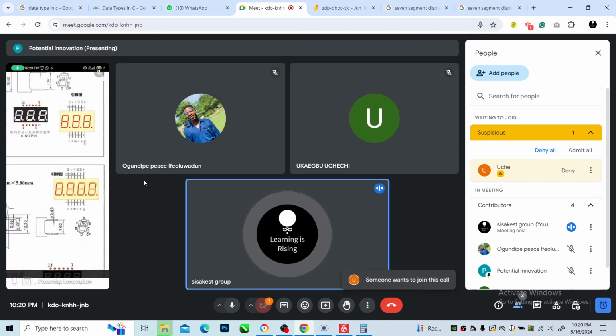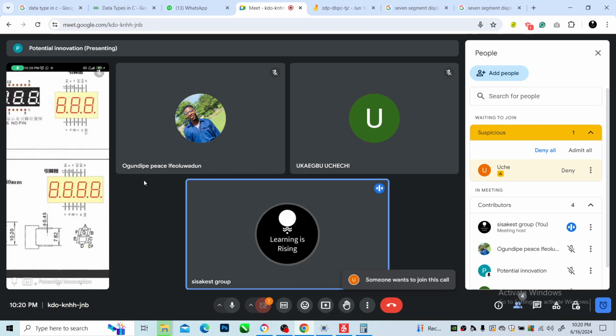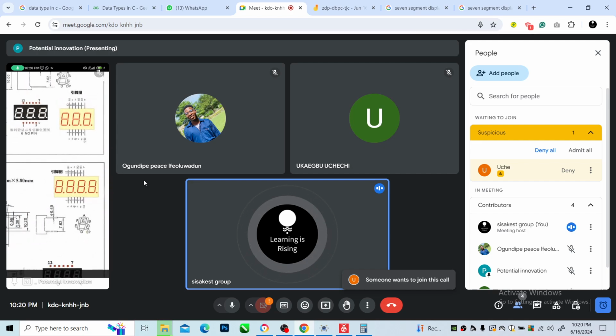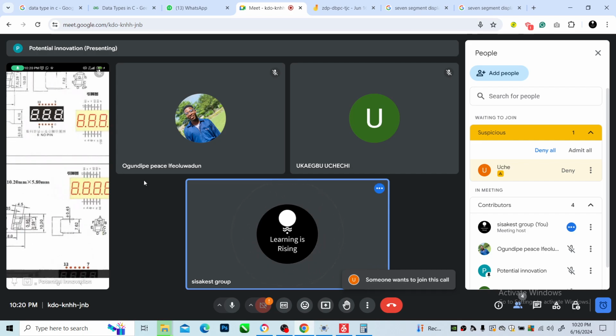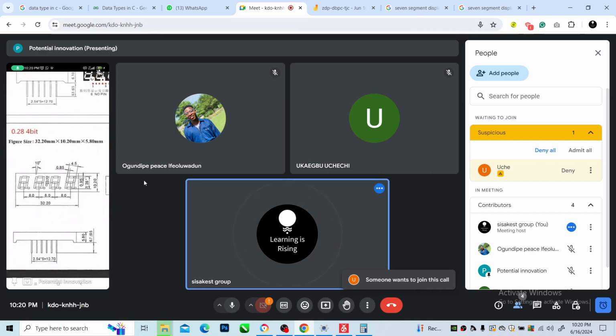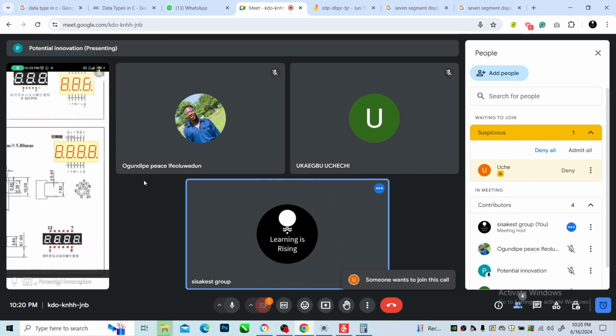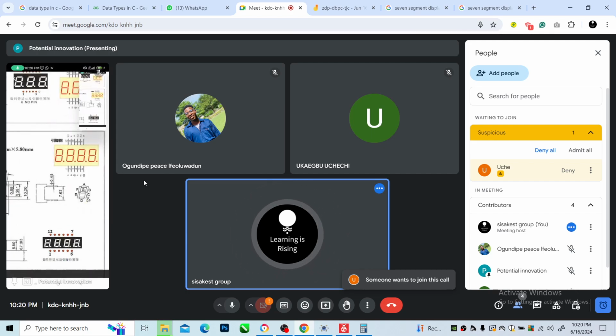So this diagram is saying you have E, D, DP, C, G, H4, and if you go up you have B, H3. Can you see the pin out arrangement for the 4-digit display I bought? So you can see the pin arrangement like that. I'm sending this to our group like that.